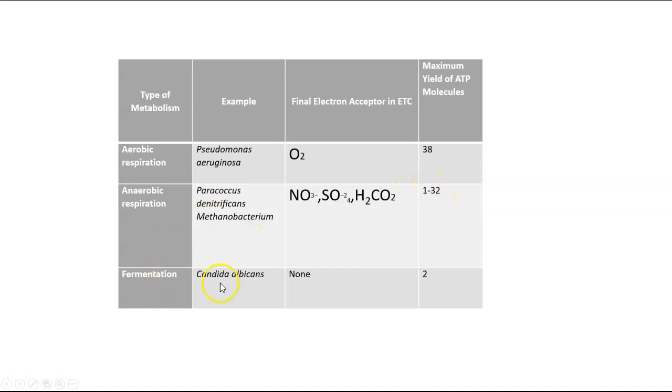And finally, fermentation, and they gave you the example of a yeast here. They don't have an electron transport chain, so they don't have a final electron acceptor, but they only make a very little ATP. So bacteria and yeast that are growing by fermentation are growing much more slowly.